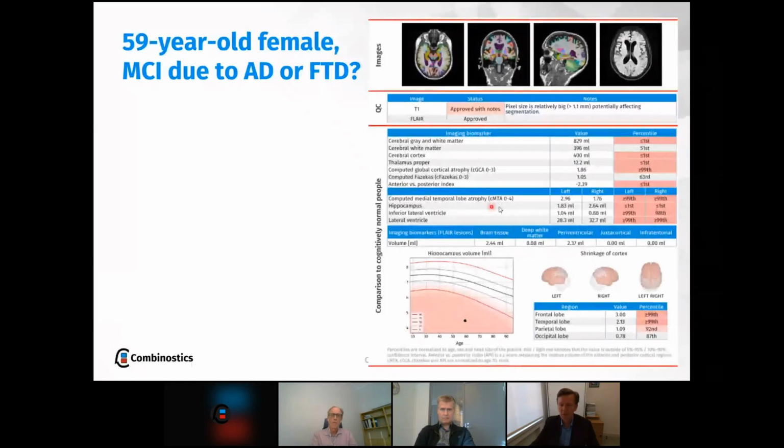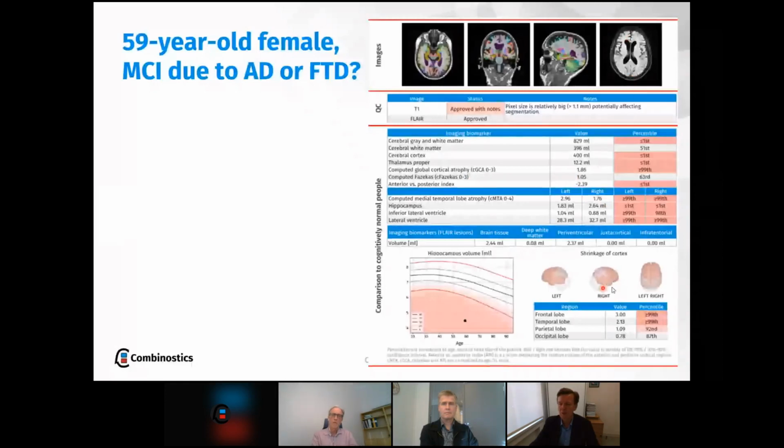But also interesting, if we look at the medial temporal lobe atrophy score, it's really high. It's 2.96 on the left and 1.76 on the right. So that's what I said. You can be more subtle with a computed MTA score than if you have to do it yourself, because then you have to say it's probably 2 or 3, and here it can be 1.76, which I quite like. The Fazekas score is low, which is fine, only a few dots in the brain.